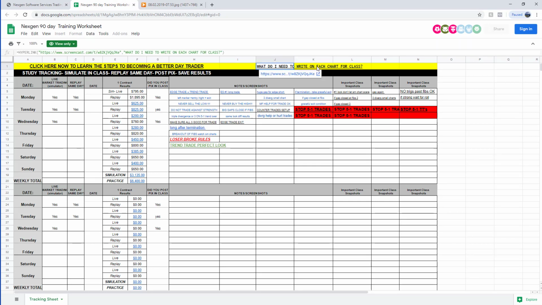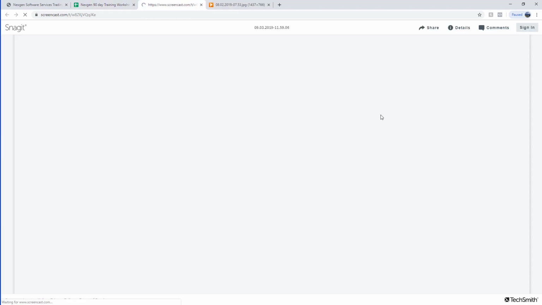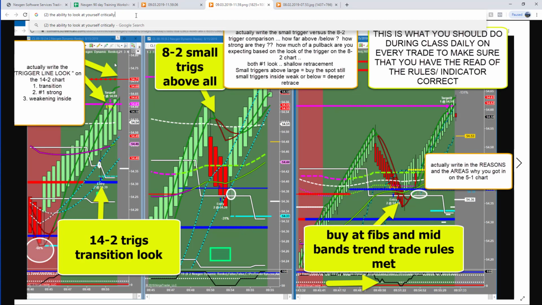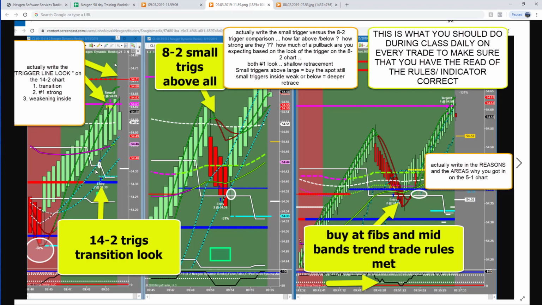What do I need to write on each chart for class? So I've added in a new little picture, which you guys will remember, right? And again, what does the picture say, guys? The picture says when you take a trade, you don't have to do anything magical. You take a picture, you write a little box, and you put 14.2 transition look. And you write a little box, and you put 8.2 small triggers above. And then you write bought at fibs and mid bands with the triggers.